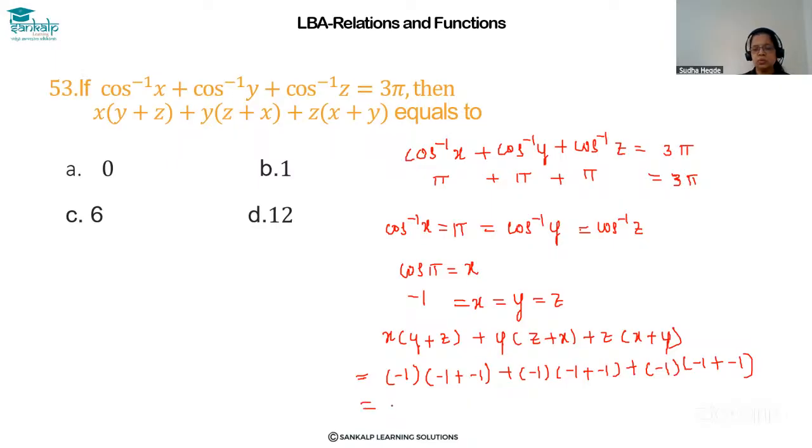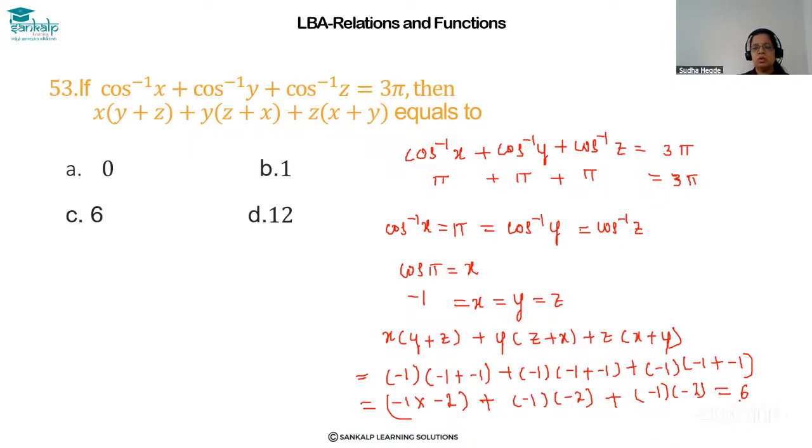That is equal to minus 1 into minus 2 plus, you can put bracket if you want, minus 1 into minus 2 plus minus 1 into minus 1 into minus 2 is 2. So 2 plus 2 plus 2 is 6.